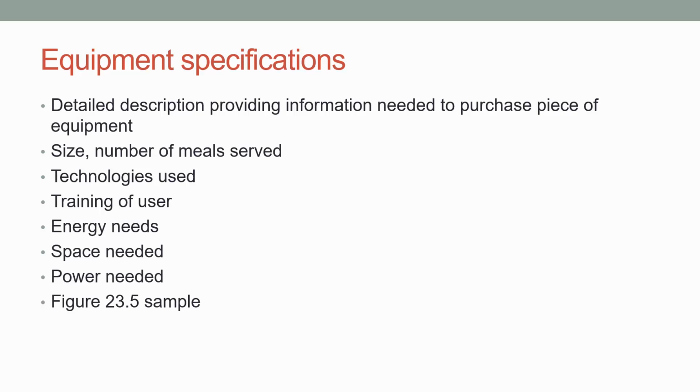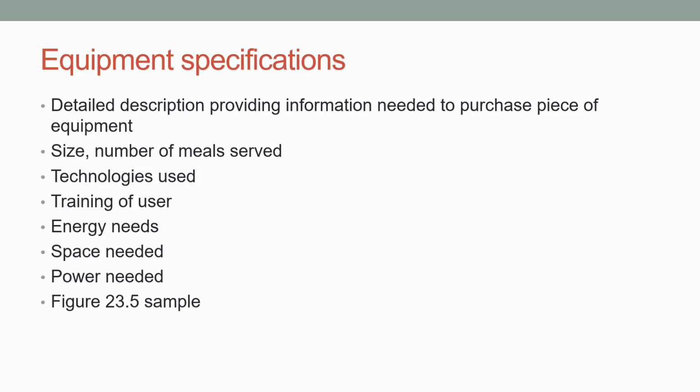Again, this gives more information on the equipment specifications that you may need to look at. So that's the detailed description, providing information needed to purchase the piece of equipment. Again, the size of the equipment, the number of meals served, what kind of technology is used, what training of the user needs to happen, and how that happens. A lot of these companies will come in and actually provide the training, so that's great.